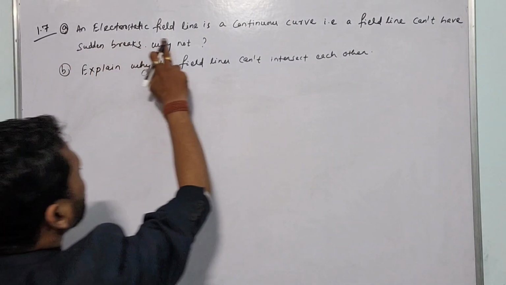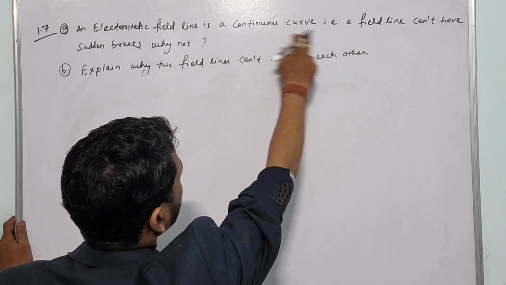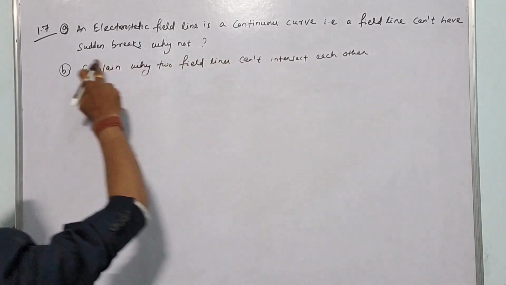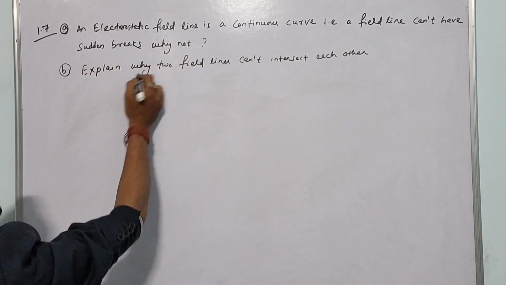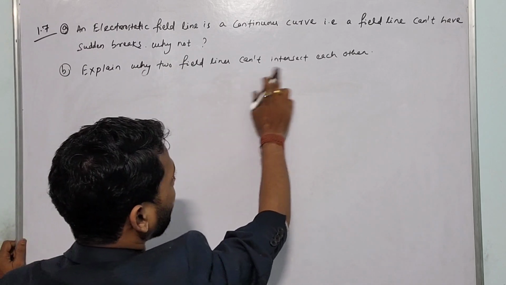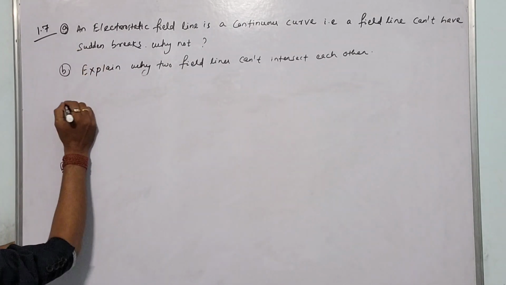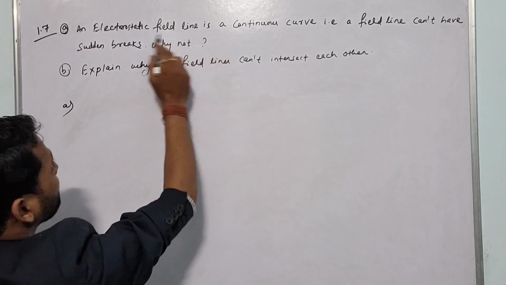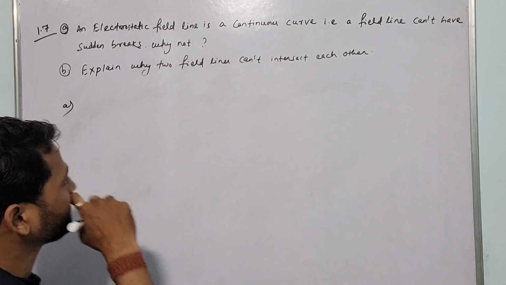1.7 first bit: an electrostatic field line is a continuous curve, that is, a field line cannot have sudden breaks. Why? And second bit is: explain why two field lines cannot intersect each other. Coming to the first bit, an electrostatic field line is a continuous curve.